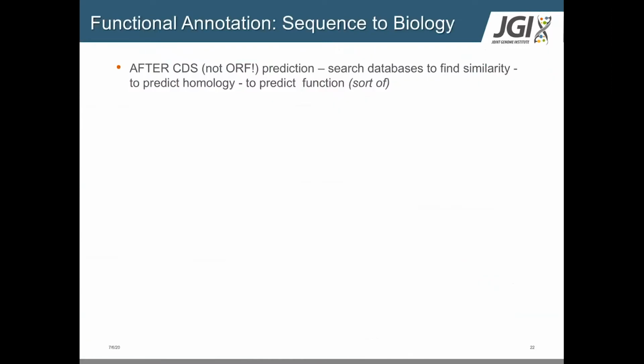But when people think about annotation, they like to think about this part, which is functional annotation, where you're getting from sequence to an idea of the enzymatic function, an idea of the underlying biology. And so to do this, you search various types of databases and you look for similarity. And based on that similarity, you transitively assign a function.